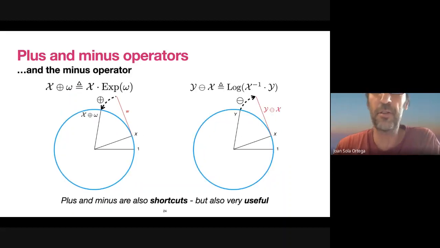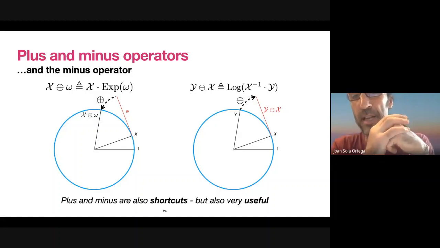And of course, you can also define the minus operator, which would be the difference between 2 elements of the group, for example, the element y minus the element x, and you want to express this difference as a vector of the tangent space.